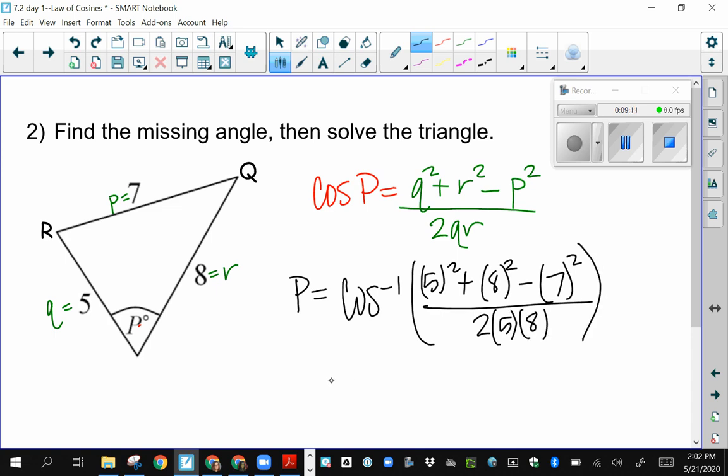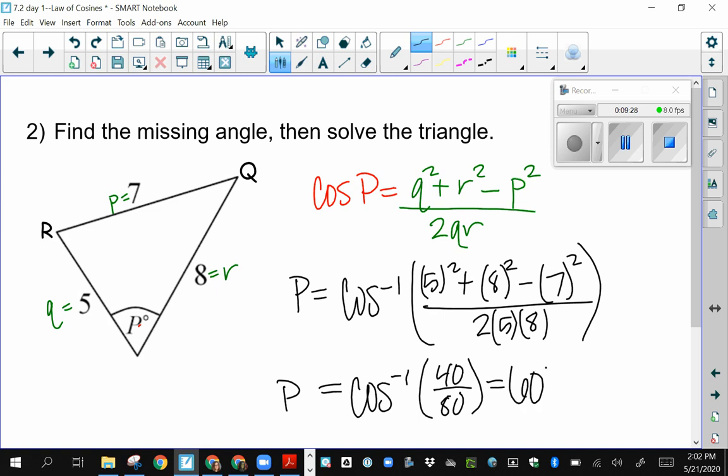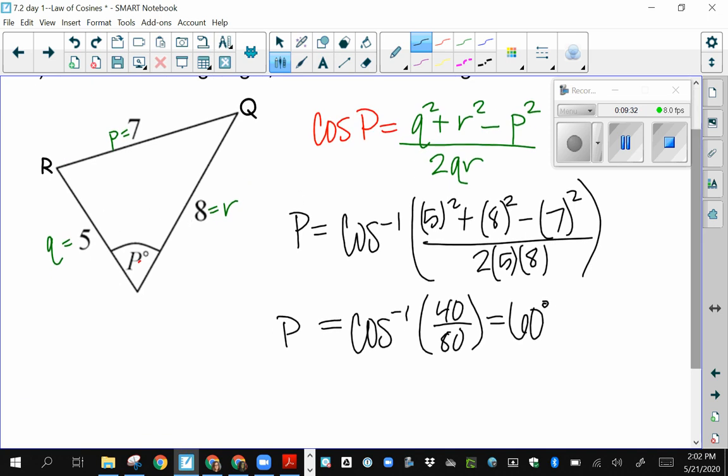I know it seems hard now, but you will memorize it. Carefully using order of operations in the interior there. And when I did that, I got 40 over 80, so 1/2. The inverse cosine of 1/2, you should know that without typing that in the calculator because that's on our unit circle. That tells us that angle P is 60 degrees. I'm going to label that in my picture.